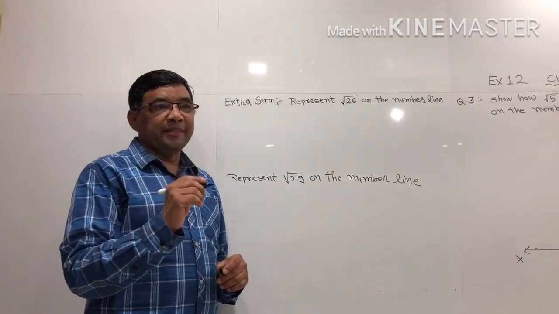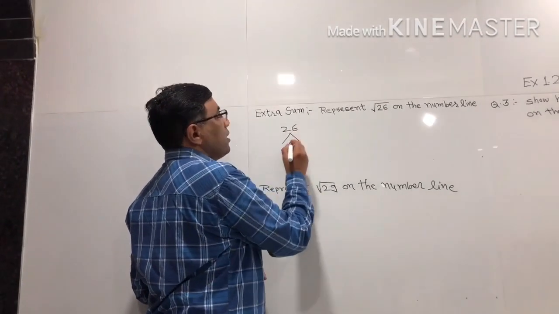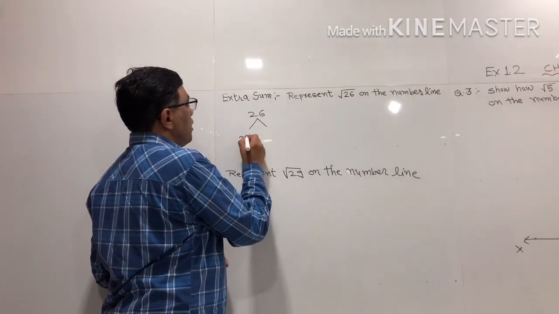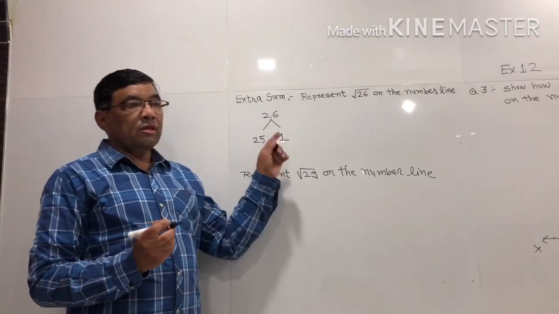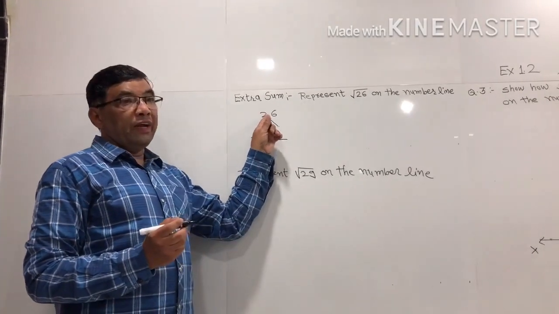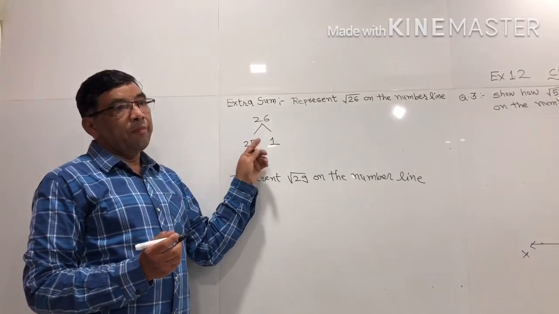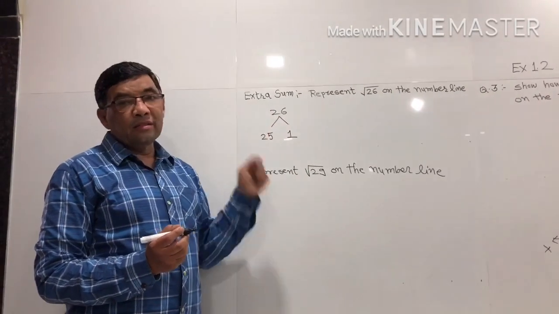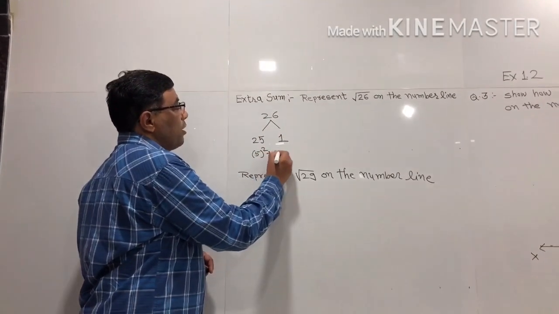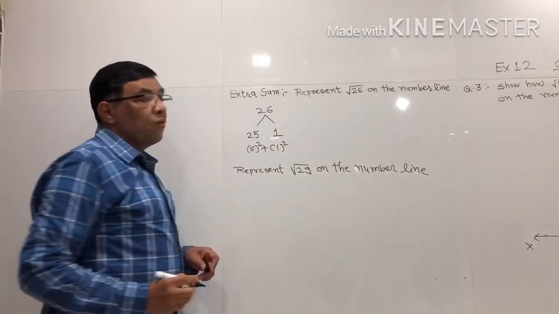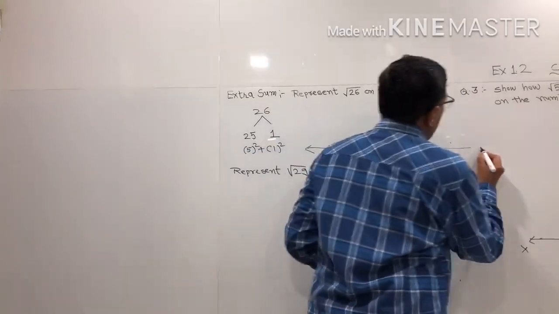Yes, you are right. See, 26 is divided into two parts, 25 and 1. So the perfect square less than 26 and nearer to 26 is 25, and plus 1 gives us 26. 25 is 5 square and 1 is 1 square. So we represent this on the number line now.